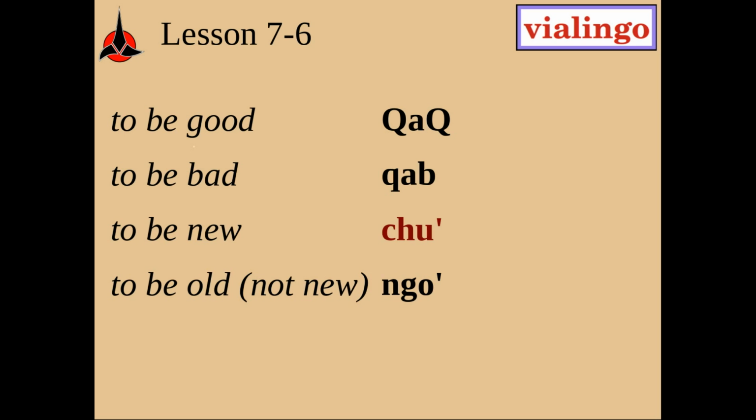To be new is chu. Chu. Imagine that you chew on a stick that's brand new. To be old, meaning not new, is ghop. Ghop. Imagine visiting a jumble sale or a yard sale. After finding just one old stick, you pay and go.